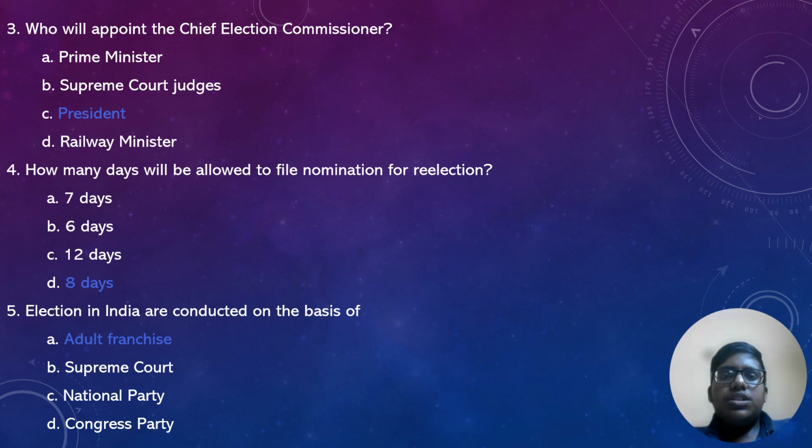Who will appoint the Chief Election Commissioner? Prime Minister, Supreme Court judges, President, or Railway Minister? And the answer is President. How many days will be allotted to file nomination for re-election? 7 days, 6 days, 12 days, 8 days, and the answer is 8 days. Elections in India are conducted on the basis of adult franchise, Supreme Court, National Party, or Congress Party, and the answer is adult franchise.